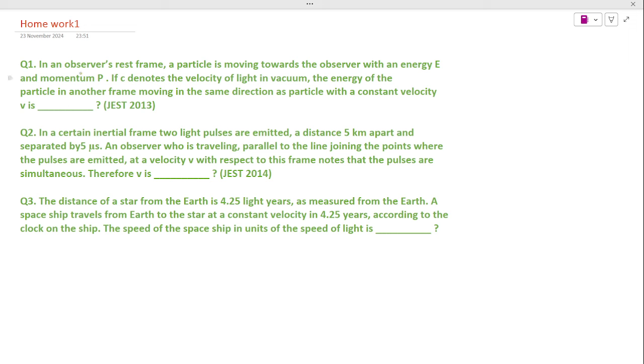First question is that in an observer's rest frame, a particle is moving towards the observer with an energy E and momentum P. If c denotes the velocity of light in vacuum, the energy of the particle in another frame moving in the same direction as the particle with a constant velocity v is dashed. This is basically JEST 2013, and another one, question number 2 from JEST, and another one, question number 3. You just pause this video and take a screenshot here.